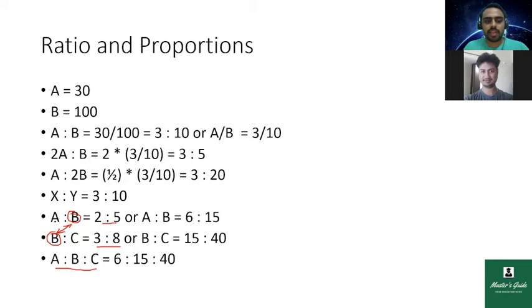So multiply A is to B by 3. If I multiply the entire numerator and denominator of A is to B by 3, I'm going to get 6 is to 15, and I'm going to multiply B is to C by 5. So I'm going to get B is to C as 15 is to 40. So now I have 15 and 15 equal. So I can write directly 6 is to 15 is to 40, which is A is to B is to C. So this concept you would most probably use to solve some kind of problems.